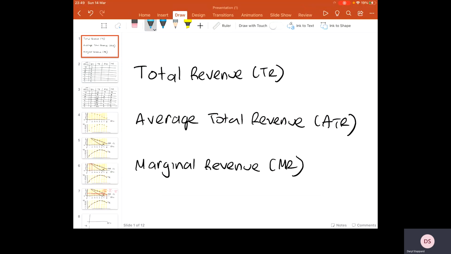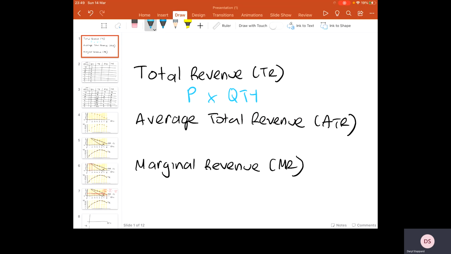Hi everybody and welcome to this theory video which will talk you through revenue curves but then also introduce profit. So there are three different types of revenue that you need to be aware about: total revenue, average total revenue and marginal revenue. Now total revenue is calculated by the selling price multiplied by the quantity sold.